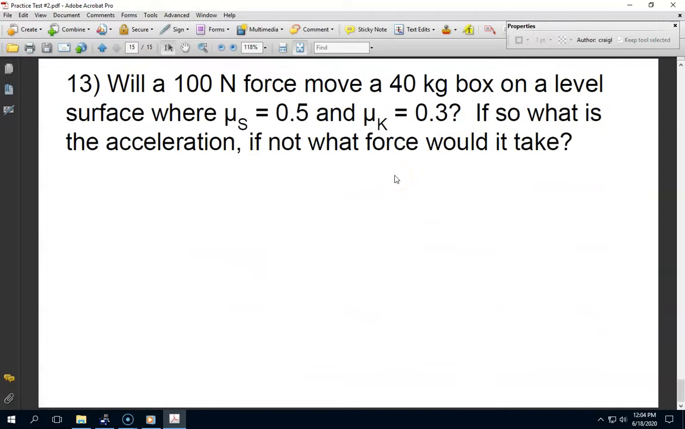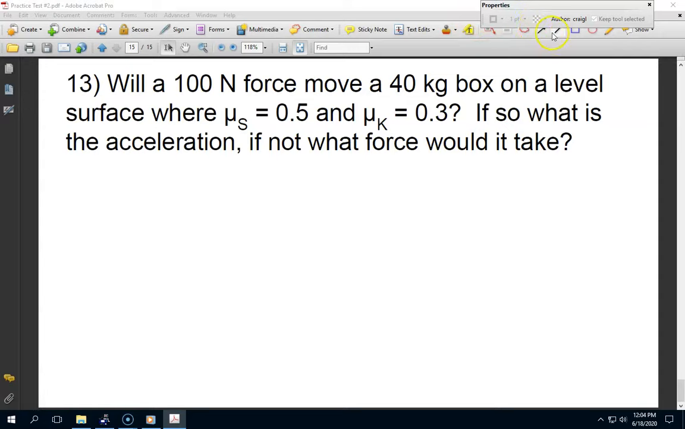One more. I can't count. Will 100 newtons move a 40 kilogram box on a level surface? I've got 2 coefficients of friction. Mu sub s is static, so this one is not moving, and mu sub k would be moving. If the box is not moving, if it's stationary, static, use 0.5. Once you get it moving, it's easier to keep it moving.